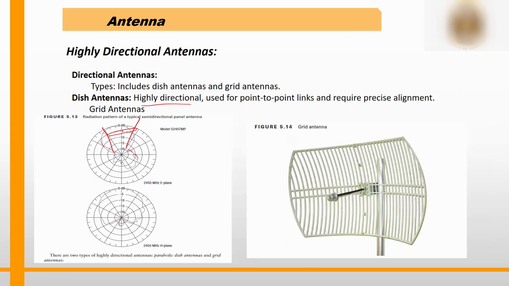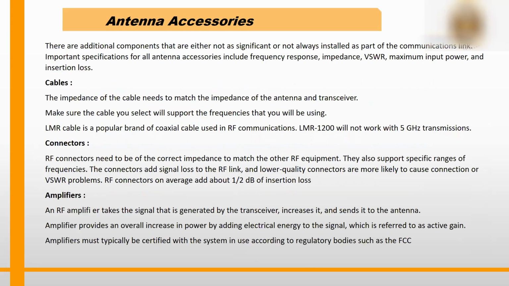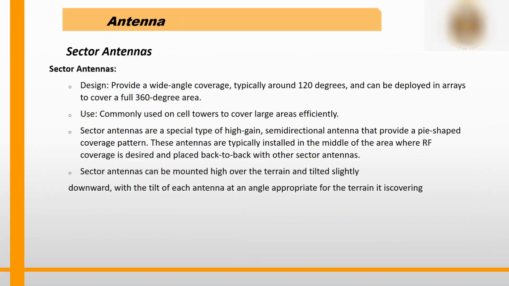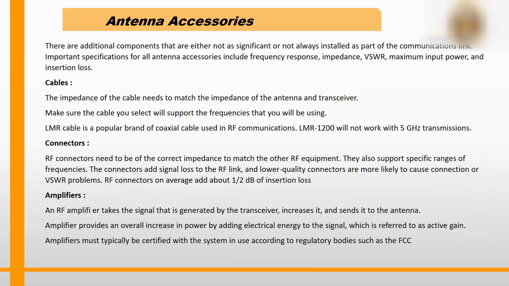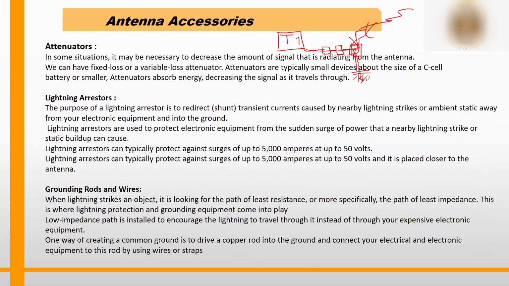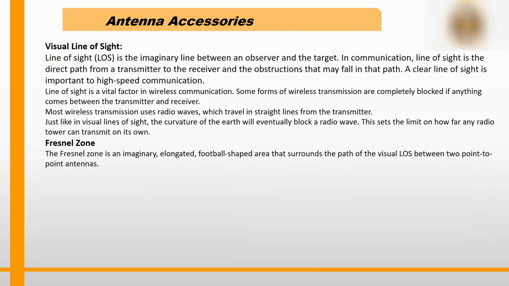So this is the directional antenna. This one is a grid antenna used in outdoor environments. Sector antennas are like mobile towers. And then we have cables, connectors, amplifiers, lightning arresters, grounding rods, and all. These are all the accessories for the outdoor antenna. Before going to the line of sight and Fresnel zone, let me share with you the data sheet of the antennas, Cisco particularly.